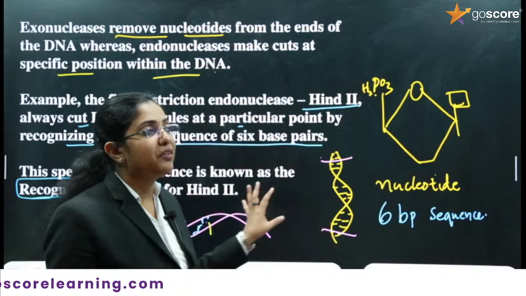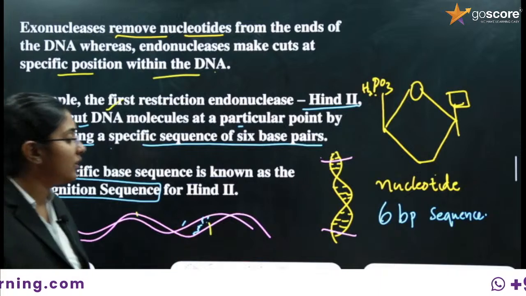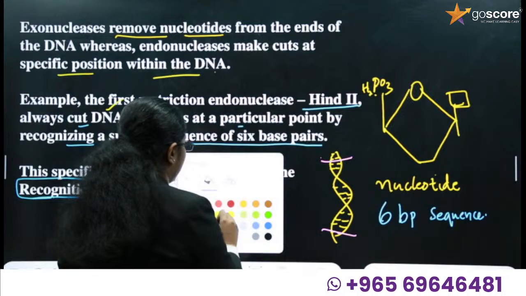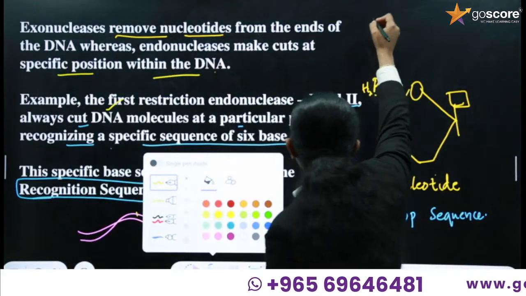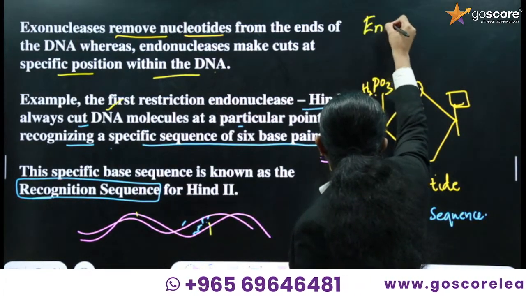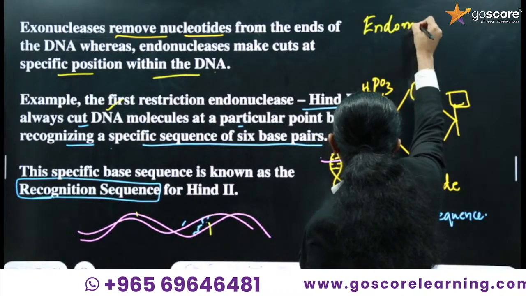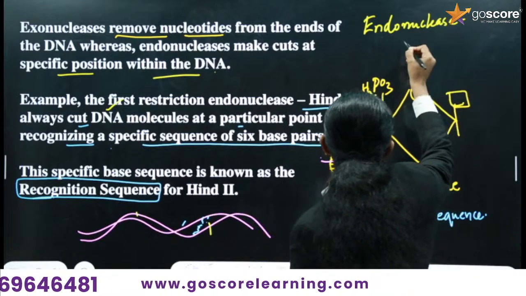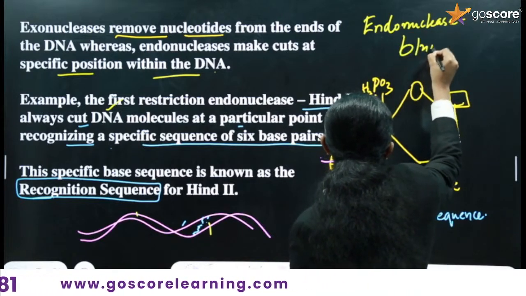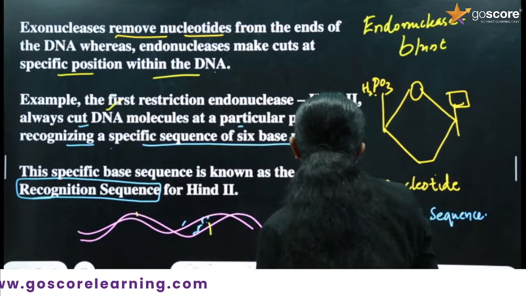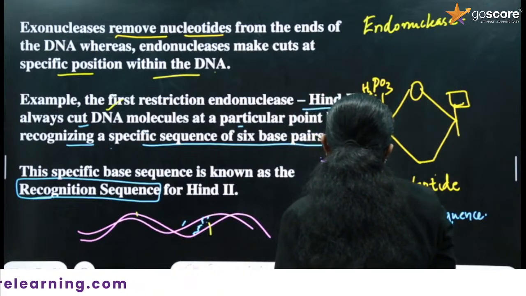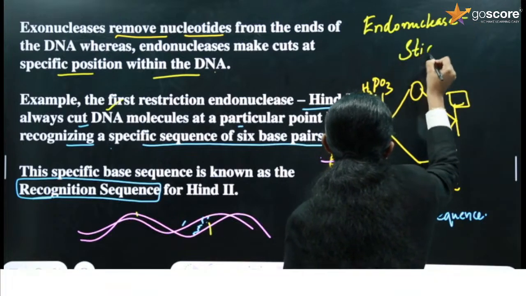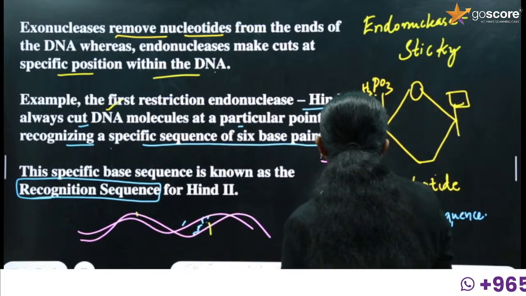As a result of endonuclease action, what is produced? Sticky ends are produced. Please note it down. It is very important. What ends are produced? If endonuclease is acting, what is the result? Sorry, not blunt end, sticky ends will be produced.